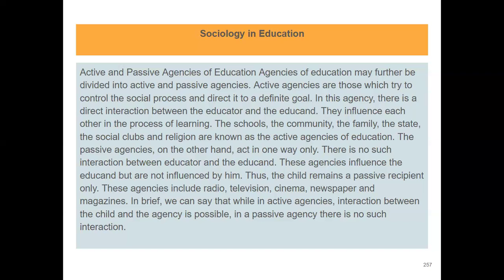Now, for example, school. Schools have definite goals. That is determined by the state or the education ministry. The nationwide goals come to school as a curriculum and syllabus. So in this agency, there is direct interaction between educator and educand. Educator, the teacher; educand, the student. Directly, they have involvement for achieving the goal.